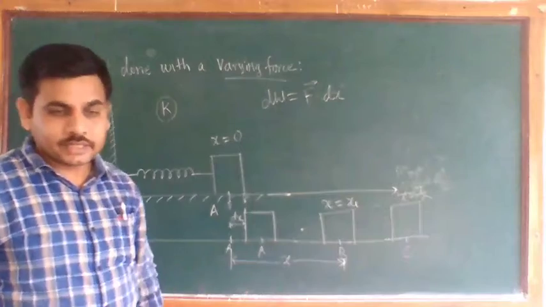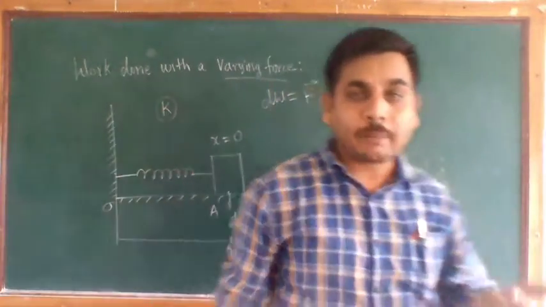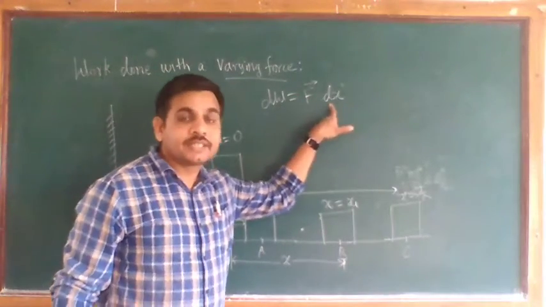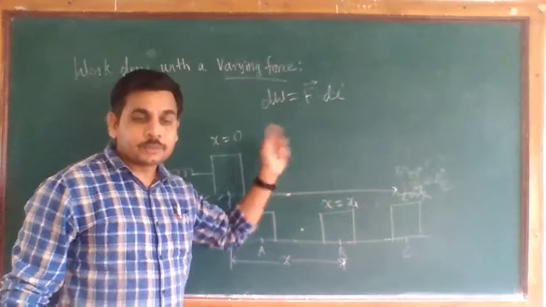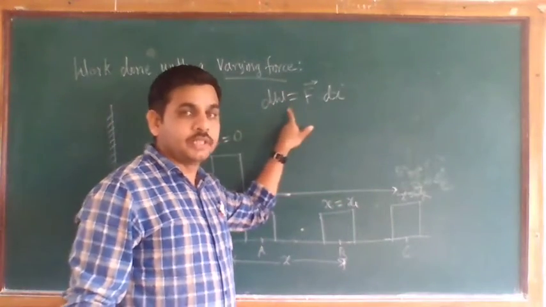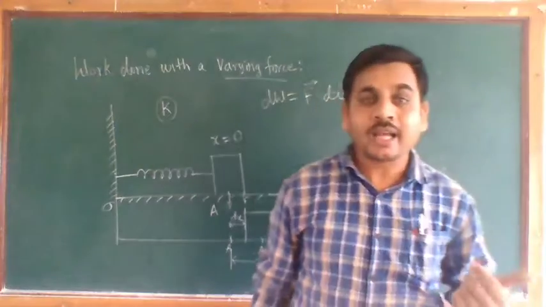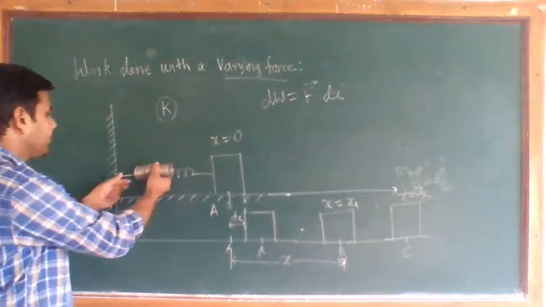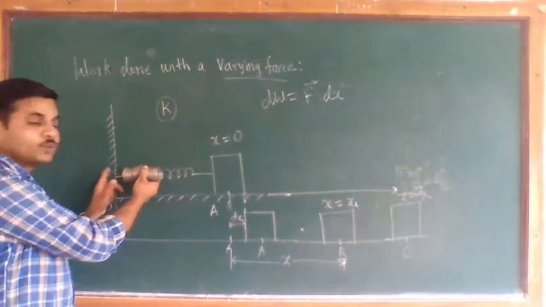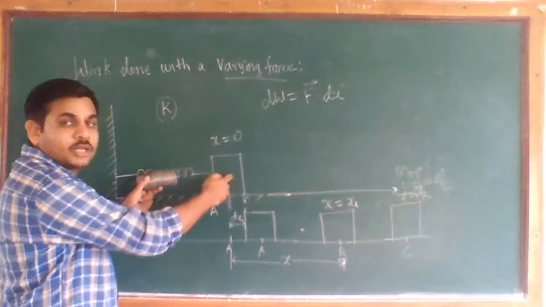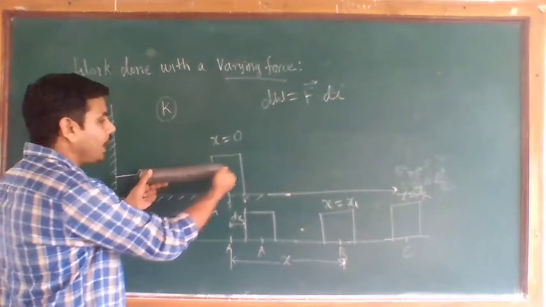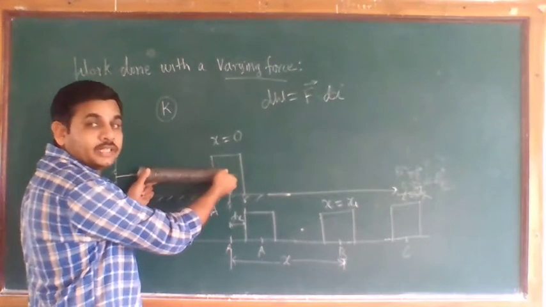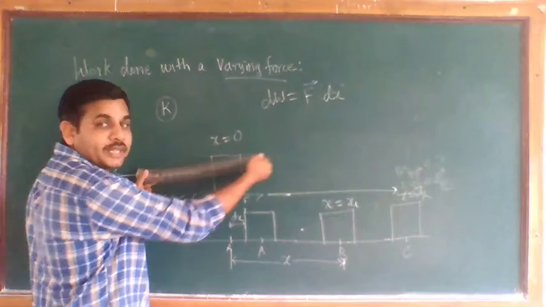This work done is nothing but F into dx. With that applied force, this block will be moving a distance dx, as this force and this displacement are opposite in direction. Here we can see that if you consider this spring, one end is fixed to that wall and the other end is tied to that block, and if you apply that force, this spring will be displaced, or this block will be displaced, in that condition.